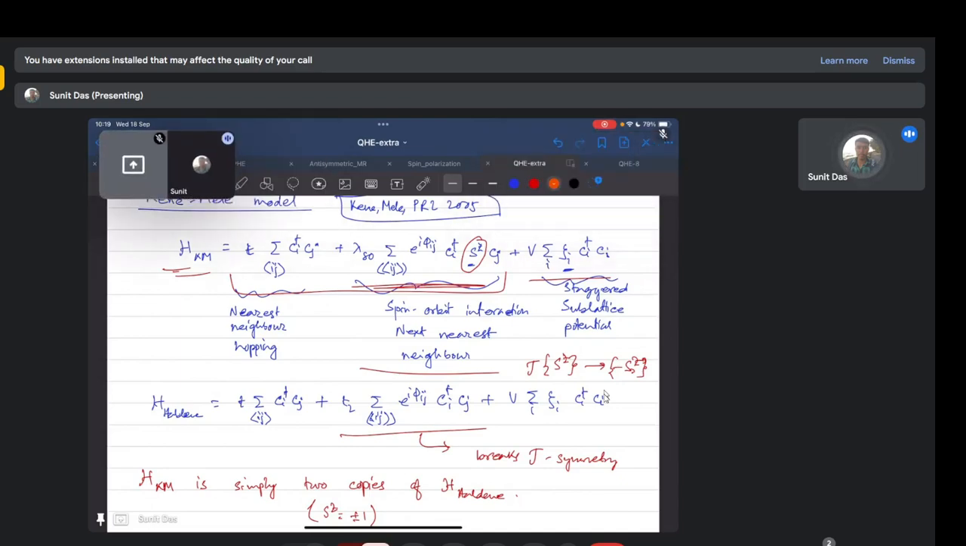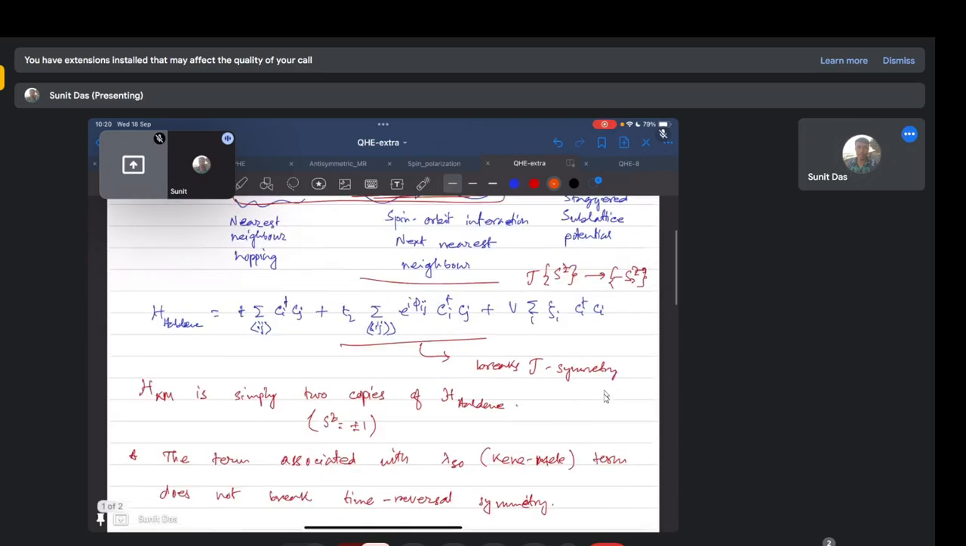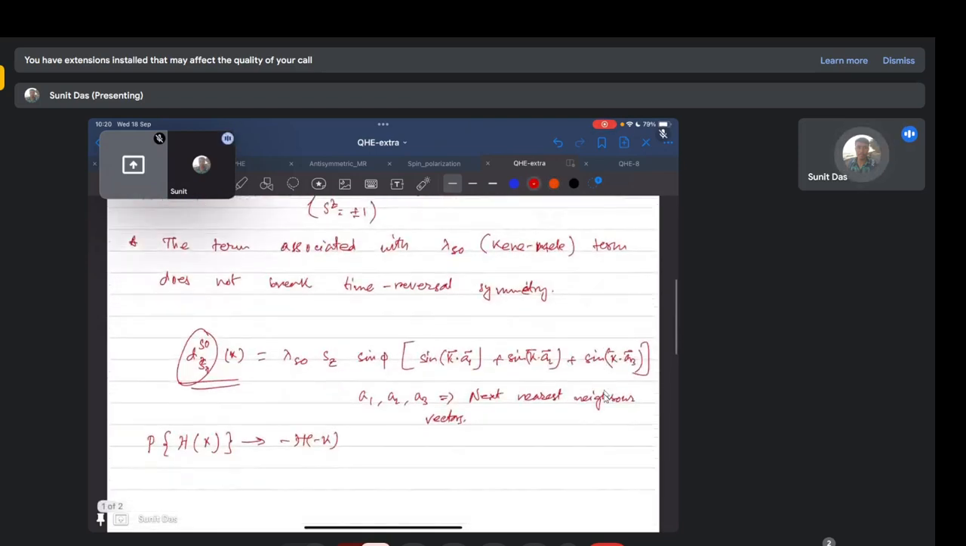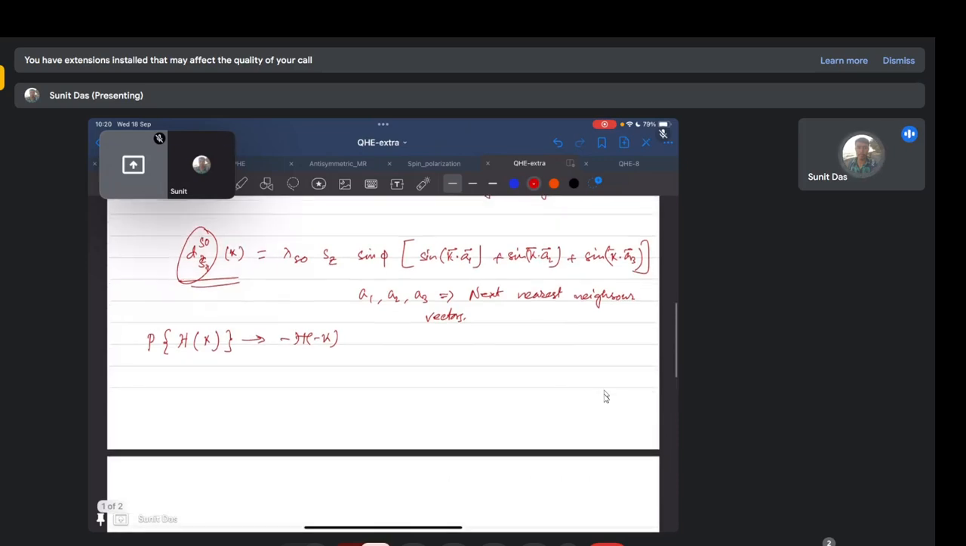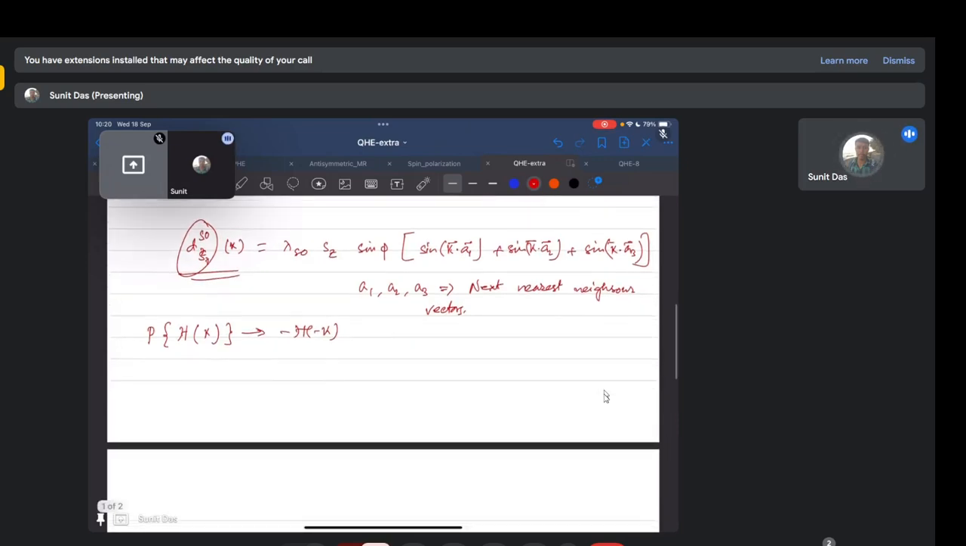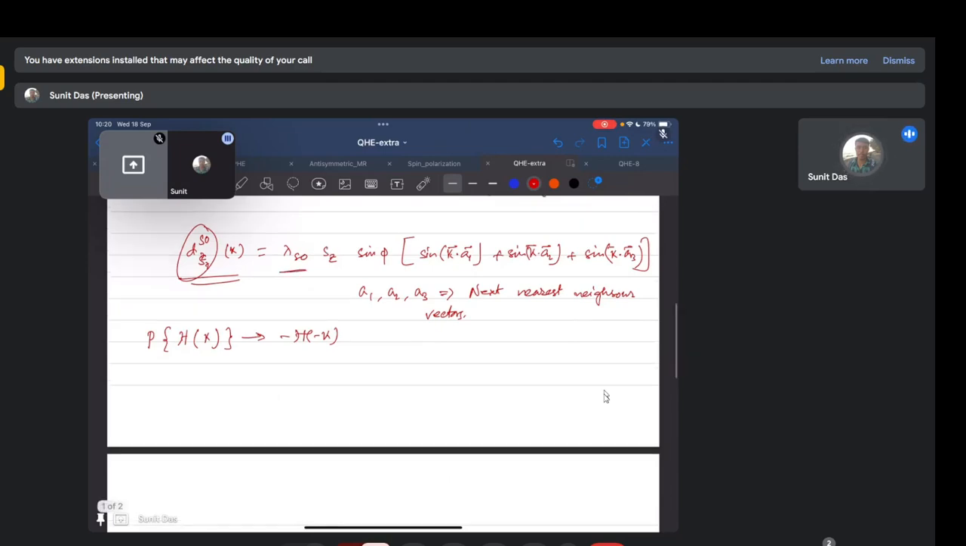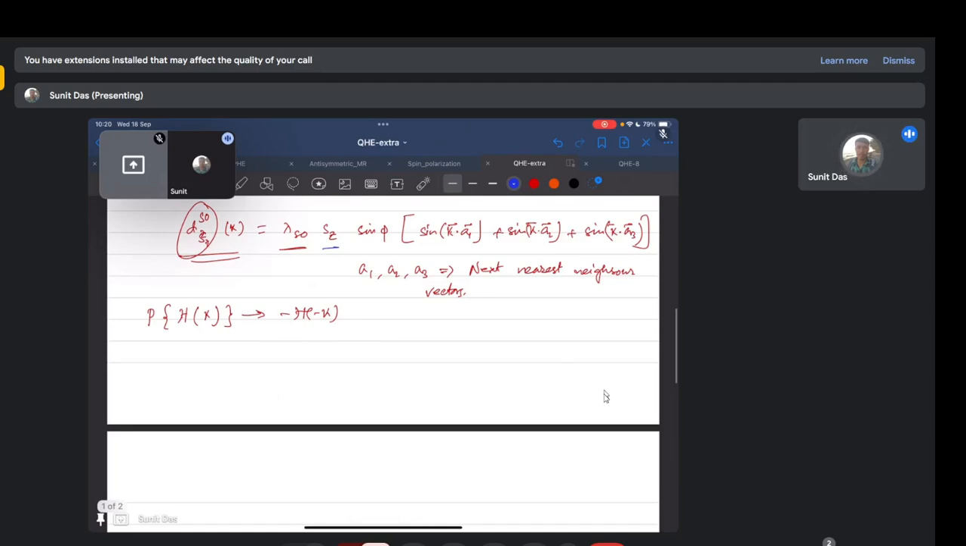So this term is nothing but what you get when you write this term in k space. From d_SO s_z k, lambda_SO is just a coefficient with some constant value, and the s_z spin doesn't change under parity symmetry. Under parity, s_z does not change sign, so s_z remains intact.